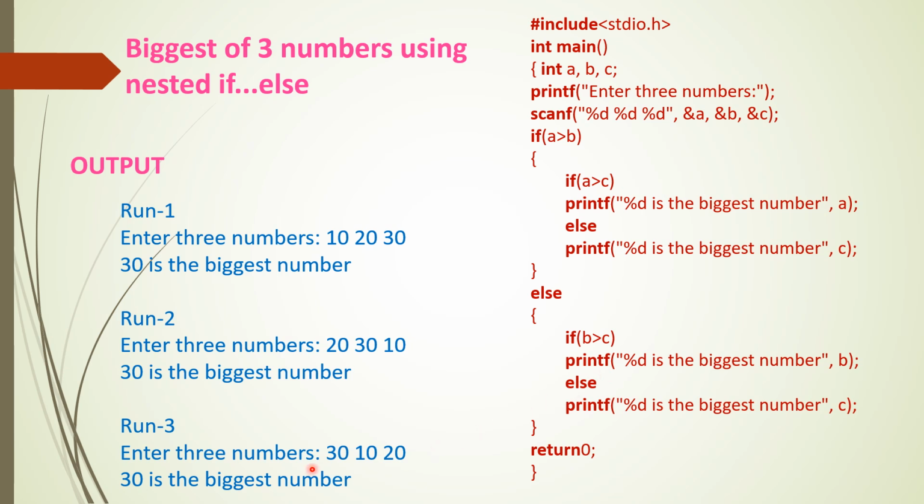Fine. Now 30, 10 and 20. Here a is greater than b. Yes, 30 is greater than 10. It enters the loop. The second condition is a greater than c. Yes, 30 is greater than 20. So obviously it is going to be a. Else, in case it is the other way, then it is going to be c. Anyway, the highest number will be printed. Whatever random way you give your numbers, the logic is this, and your highest number will be printed.